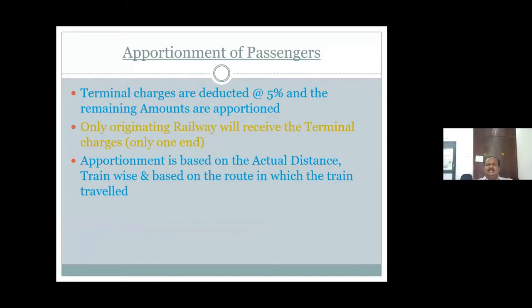Terminal charges are deducted at the rate of 5% and the remaining amount is apportioned. The arithmetic railway will be paid 5%, and the balance amount will be apportioned on the distance basis. Only the arithmetic railway will receive the terminal charges, only at one end. Apportionment is done on the actual distance, train-wise, based on the route in which the train traveled. This is how the passenger earnings are apportioned.